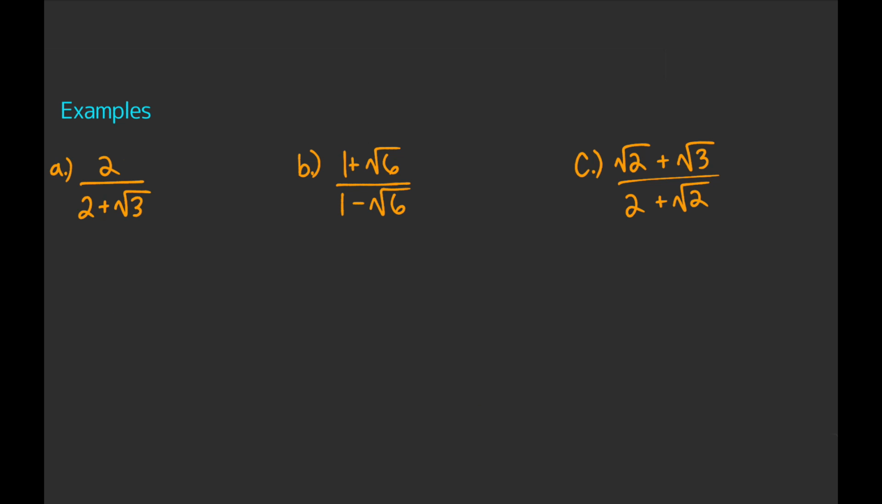Alright, so on to example B. So we have 1 plus the square root of 6 over 1 minus the square root of 6. So we're going to focus on rationalizing the denominator. We're going to look at the sign in front of the radical in the denominator, and in this case, it is negative. And we are going to take the conjugate, which is the opposite sign, so that would be positive. So we're going to multiply the top and the bottom by positive square root of 6.